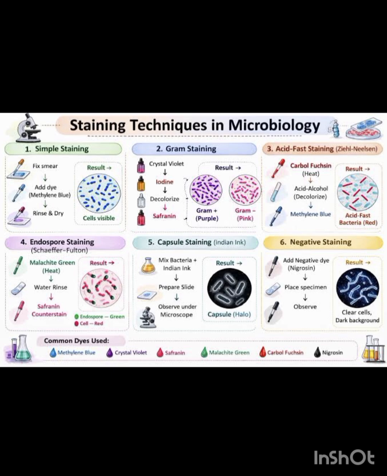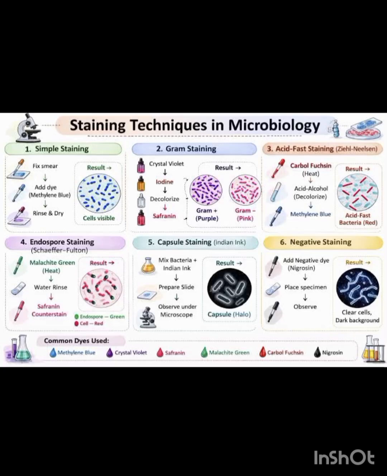It is the flowchart of different types of staining, and acid fast staining, that is called Ziehl-Neelsen. In this, carbol fuchsin dye will be used, and heat fix the microbe. Then we will use a decolorizer, that is the acid alcohol, and methylene blue, and it will stain the non-acid fast bacteria, and the acid fast bacteria will appear under the microscope in red color.